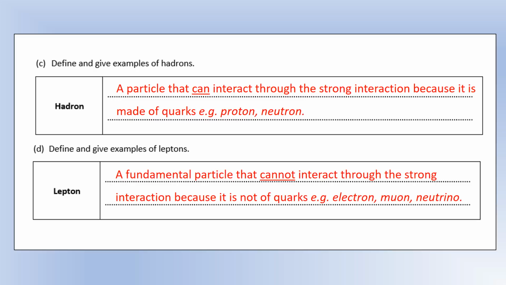Leptons are particles that cannot interact through the strong interaction because they're not made of quarks. They themselves are fundamental particles. And things like electrons are a lepton, but so are muons or neutrinos as well.